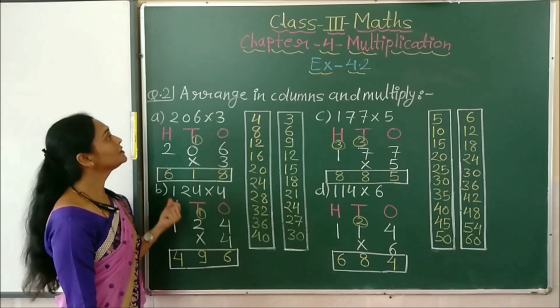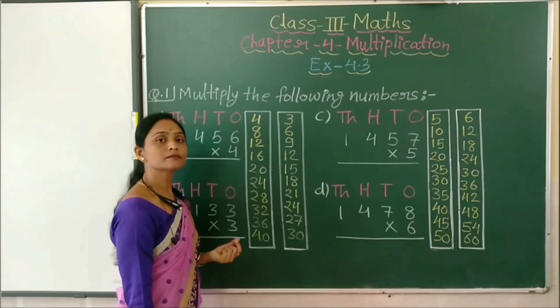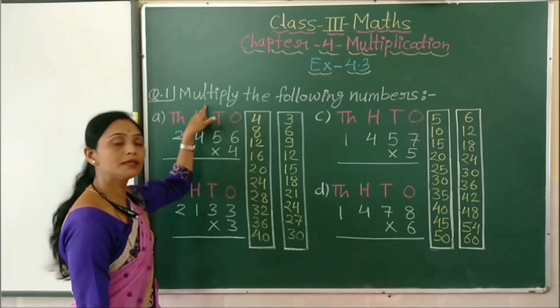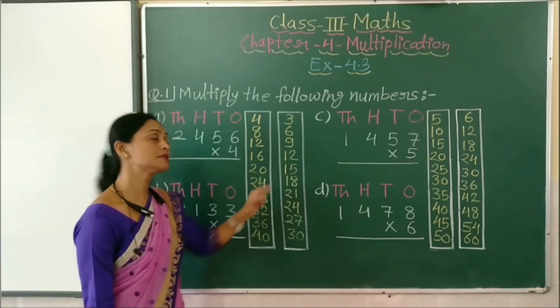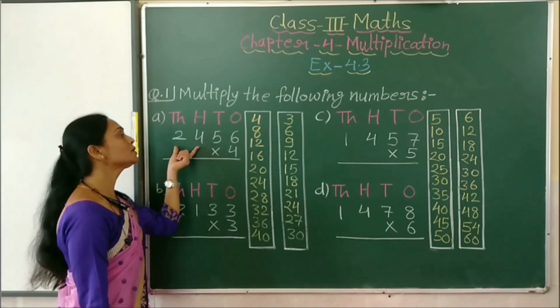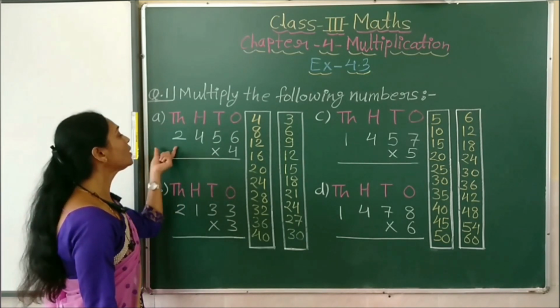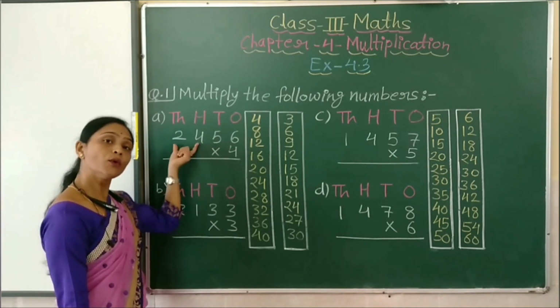Yes. Now we will see the next exercise. Now let's see exercise 4.3 question number 1. Multiply the following numbers. Now see children, here also we are having the same questions of multiplication, but now here we are having 4-digit numbers.